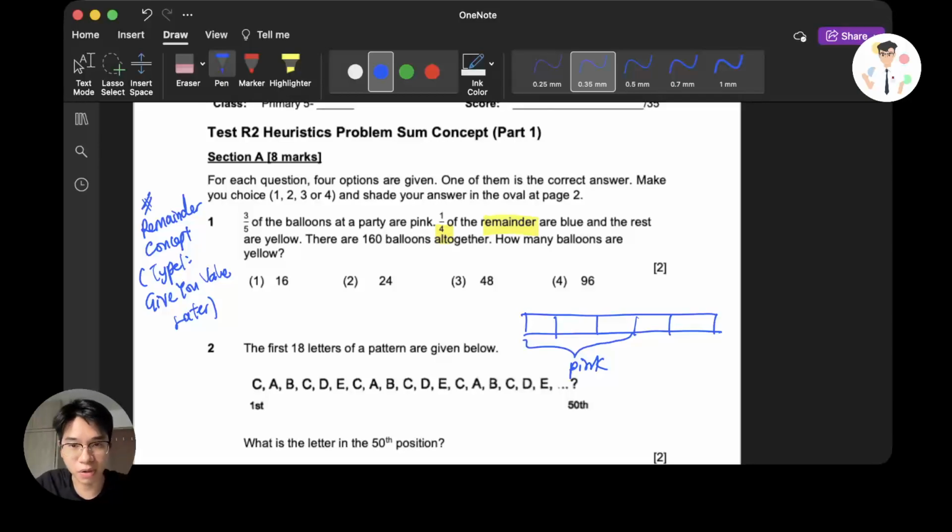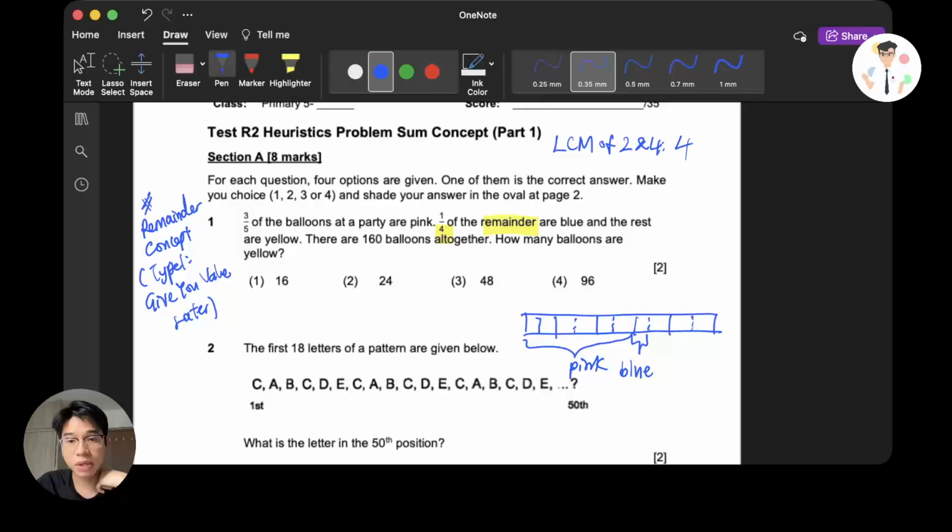So you make them the same by looking for the LCM. What's the LCM of 2 and 4? Definitely 4, because 2 times 2 is 4. It means each of these units I'm supposed to cut into 2. So let me cut into 2. Now I've cut each of these units into 2. So out of these 4 remainder units, I have 1 that is blue, so I label this as blue.